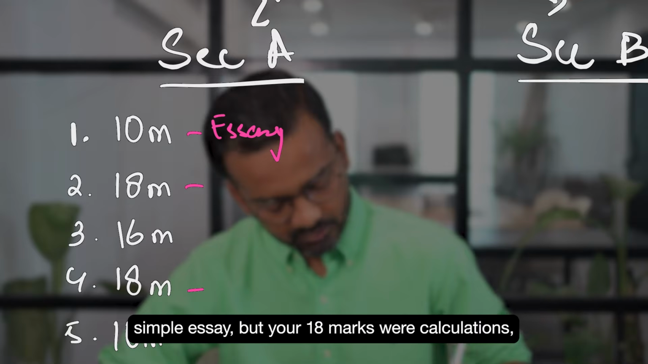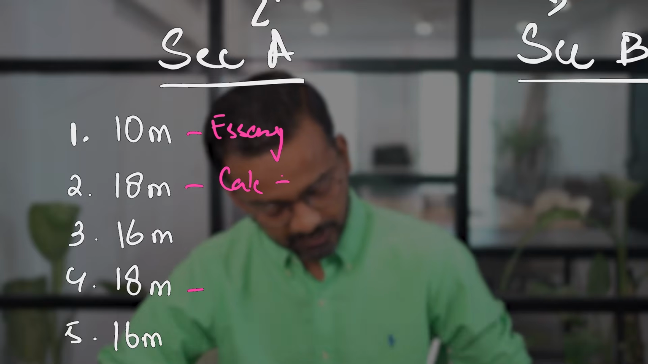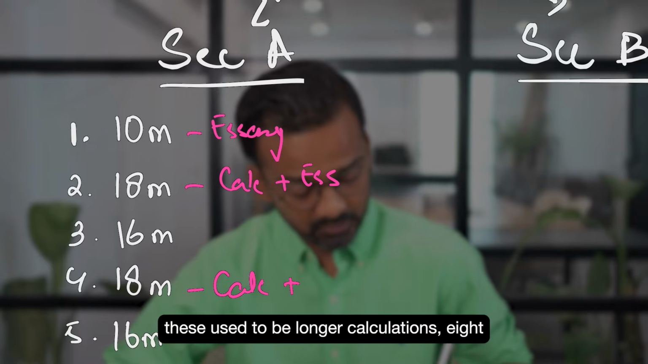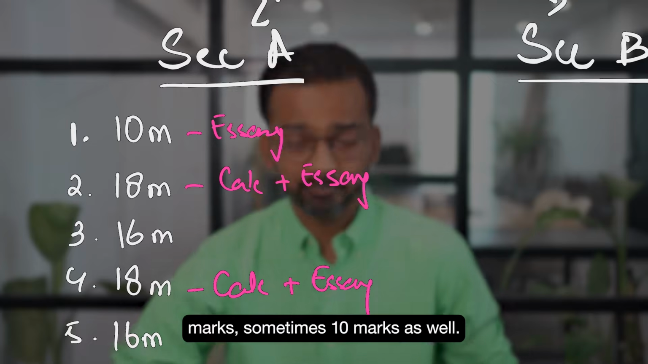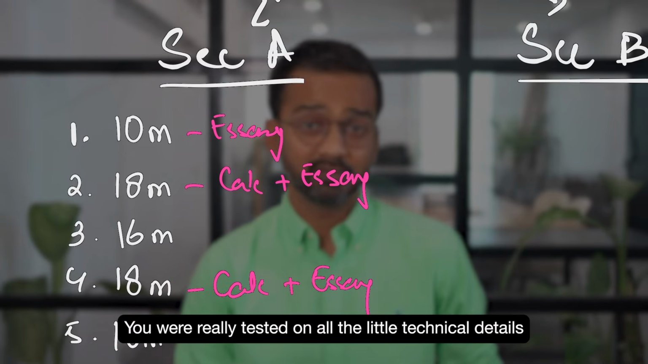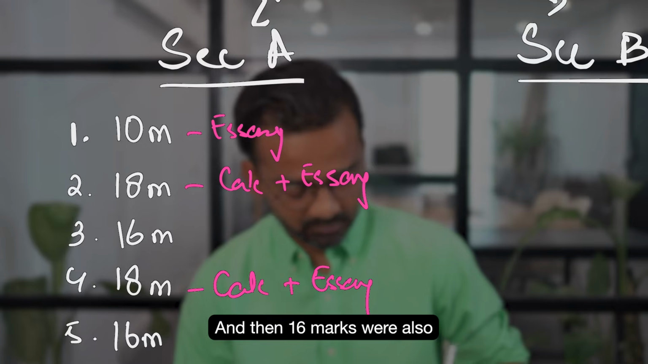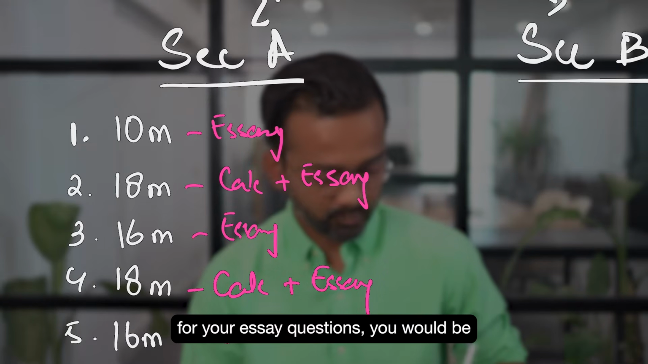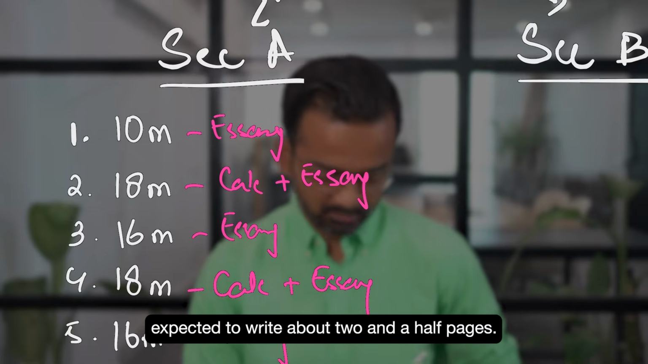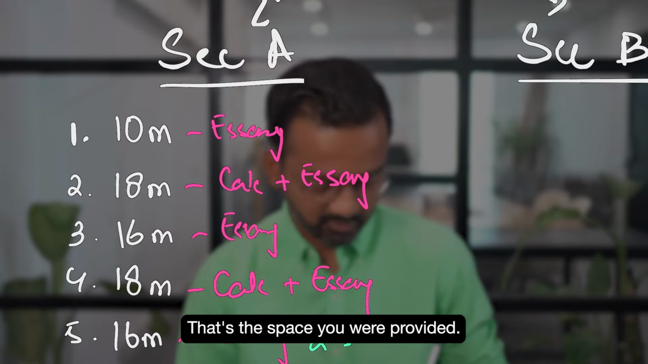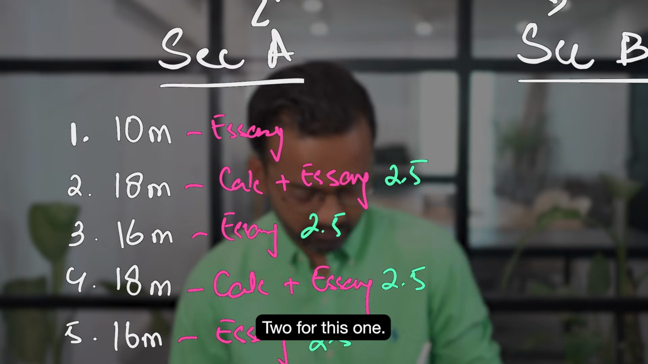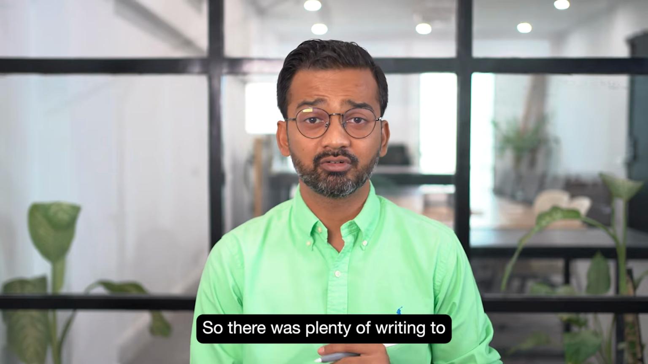Your 10-mark question was a simple essay. But your 18 marks were calculation and essay along with it. These used to be longer calculations, 8 marks, sometimes 10 marks as well. So you would really be tested on all the little technical details. And then 16 marks were also essay questions. In total for your essay questions, you would be expected to write about 2.5 pages. That's the space you were provided. Same for these essay answers, 2 for this one. So there was plenty of writing to do.